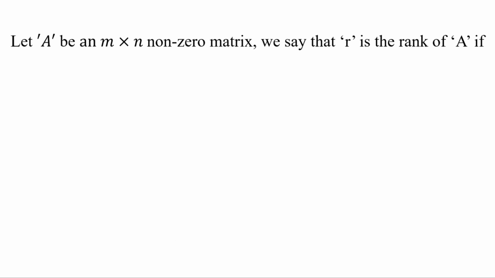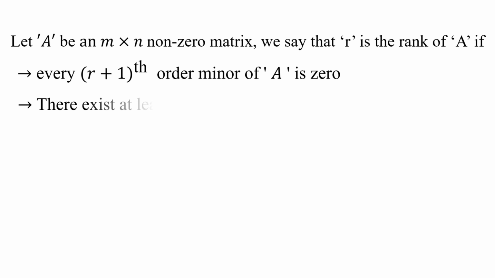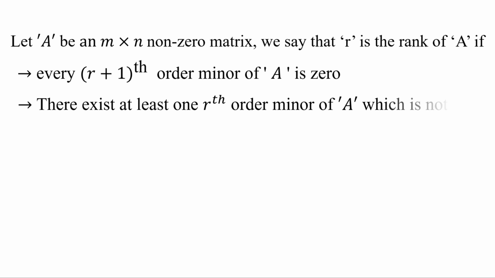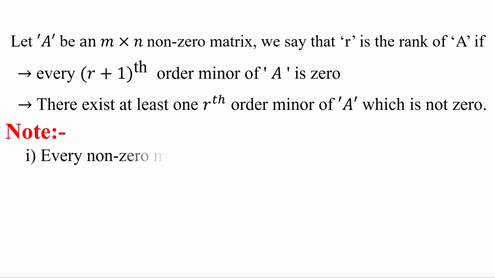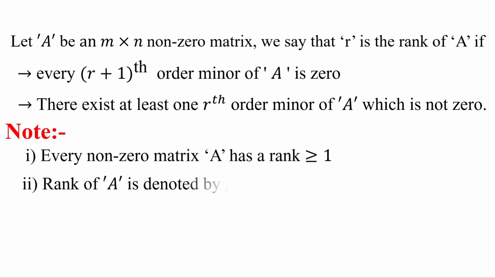Alright, let's look into the definition of the rank of a matrix. Let A be an M cross N non-zero matrix. We say that r is the rank of A if every (r+1)th order minor of A is 0, and there exists at least one rth order minor of A which is not 0. Every non-zero matrix has rank greater than or equal to 1. Rank of A is denoted by rho of A.